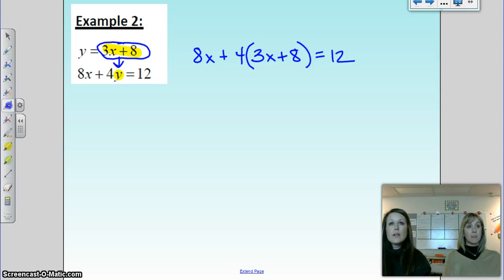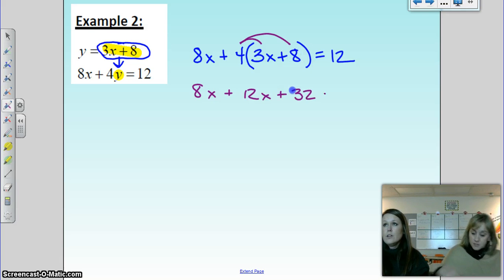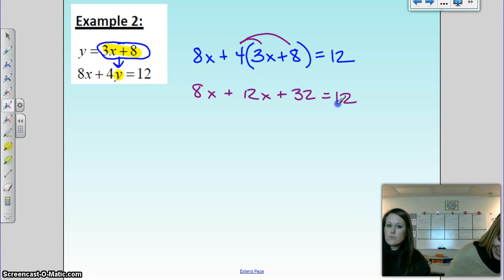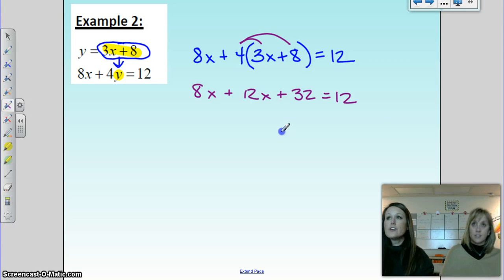All right. So now is where I'm going to probably have to use distributive property. We see parentheses. We need to get rid of those. So I'm going to have 8x plus 12x plus 4 times 8. What is 4 times 8? 32? I think so. Equals 12. I got 32. Okay.